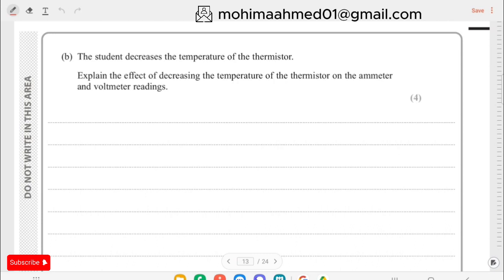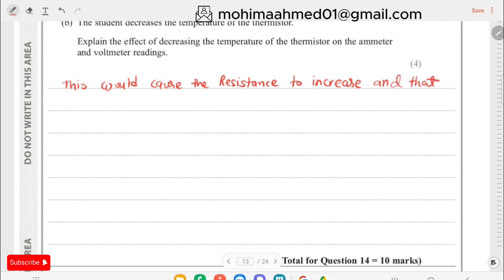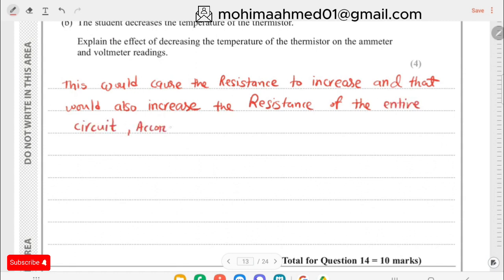Okay, so let's write the answer that this would cause the resistance to increase, and that would increase the resistance of the entire circuit. The current reading would decrease, or ammeter reading would decrease. So we can write according to this, current reading would decrease.